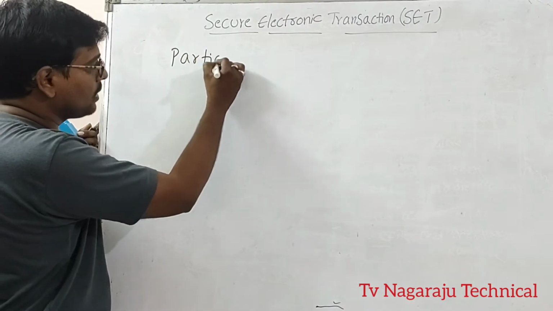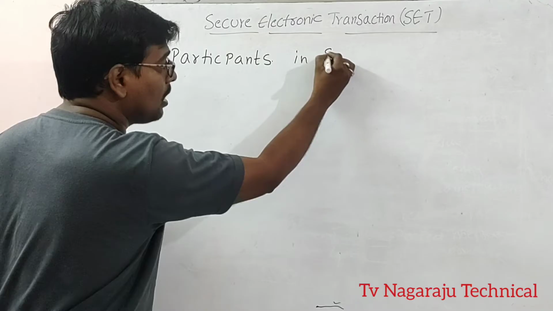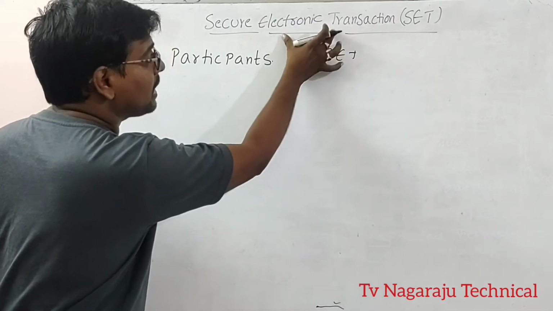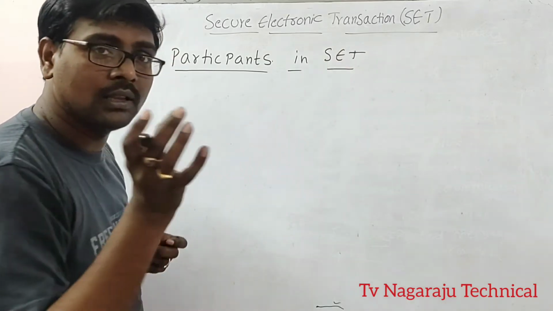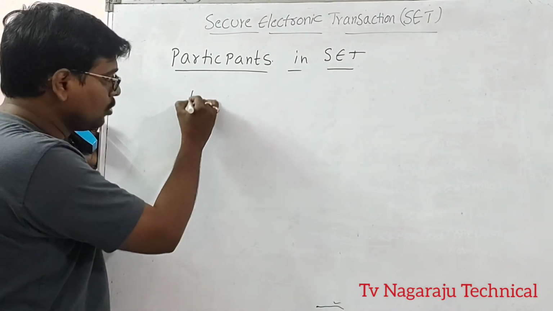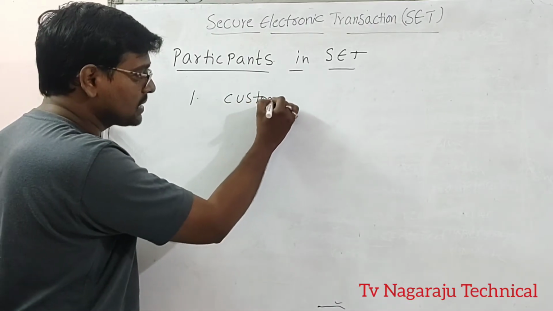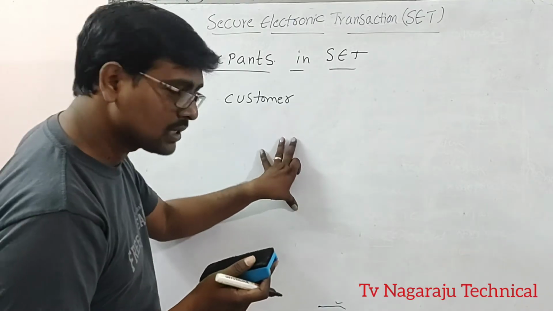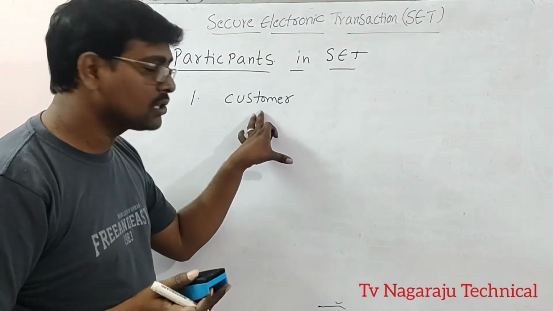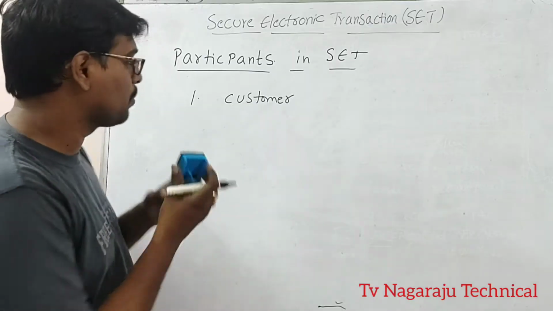The first one is the participants that are involved in this electronic transaction. Who are the participants? The first one is the customer. During online transactions, these are the persons that are involved. Customer means simply the person who wants to purchase a product.